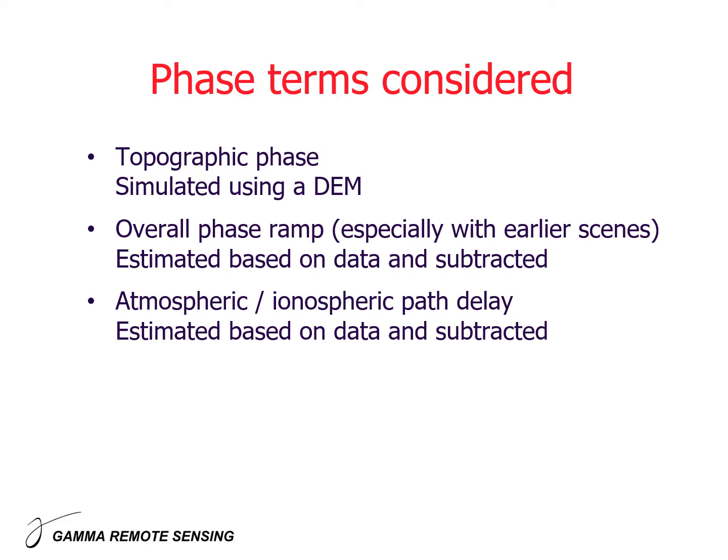The phase terms considered in the analysis are the topographic phase, which is simulated using a digital elevation model, and an overall phase ramp, which is relevant especially for early dates. It is estimated based on the data and then subtracted. Then the atmospheric and ionospheric path delay is estimated based on the data and subtracted.